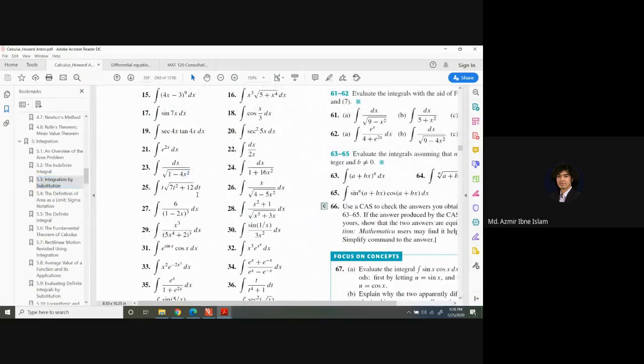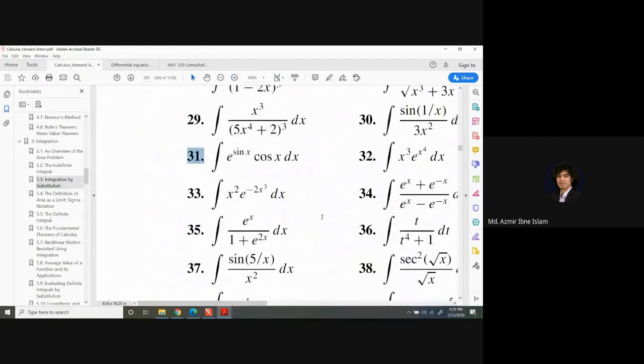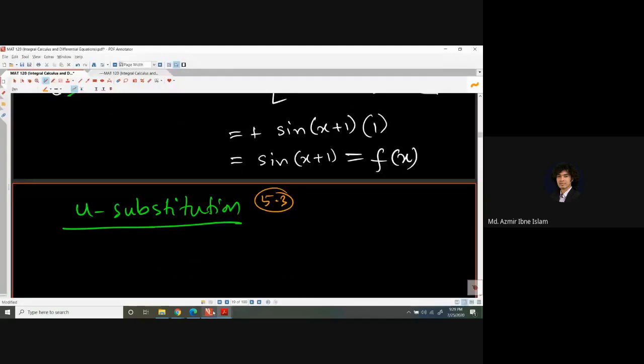Let's take any random problem. Let's take 31. In 31, you can see we have the integration of e to the power sine x times cosine x. That means we have to integrate this function. This is our original function, and we need to find the antiderivative for this function. Okay, so let's write this one.